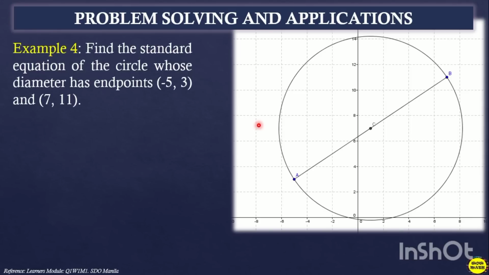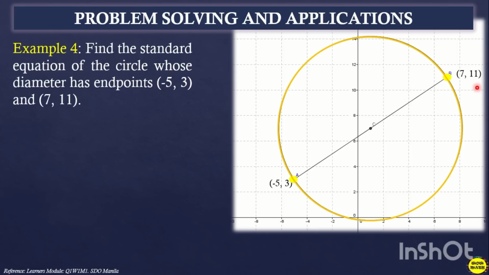Okay, for example number 4, find the standard equation of the circle whose diameter has endpoints of negative 5, 3, and 7, 11. So, paano natin kukunin yung standard form nitong circle natin? Ano kaya maging standard form nito? Ang given lang na binigay, yung dalawang endpoint nung diameter ng circle, which is negative 5, 3, and 7, 11. So, paano natin gagawin yan?